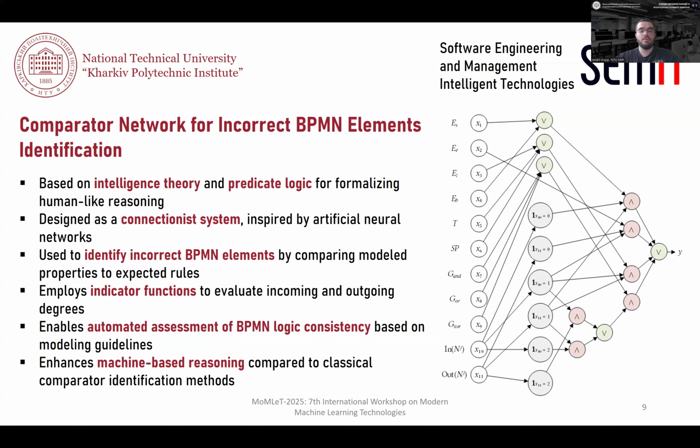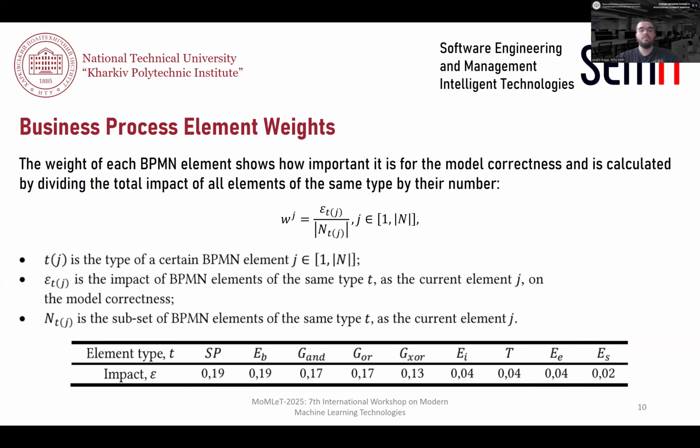It employs indicator functions to evaluate incoming and outgoing degrees for each element, and it enables automated assessment of BPMN logic's consistency based on the modeling guidelines. It also enhances machine-based reasoning compared to classical comparator identification methods. The weight of each BPMN element is expected to demonstrate how important it is for the model's correctness, and it's calculated by dividing the total impact of all elements of the same type, demonstrated here in the table, by their number in a BPMN model.